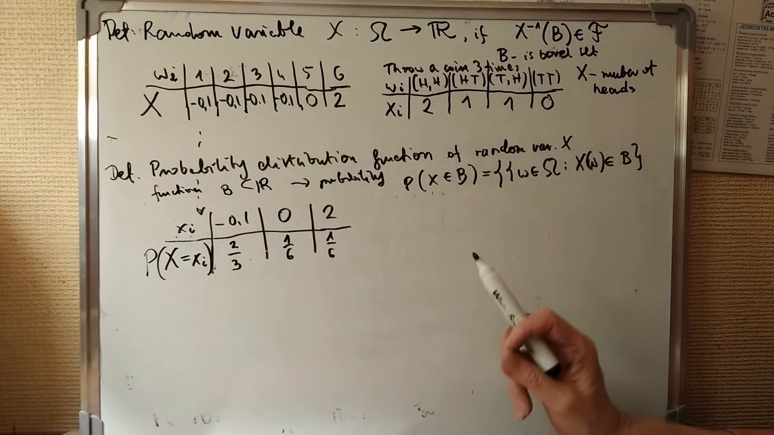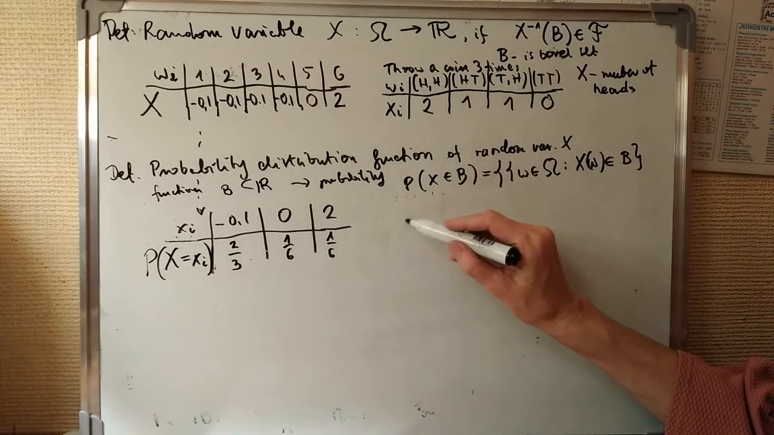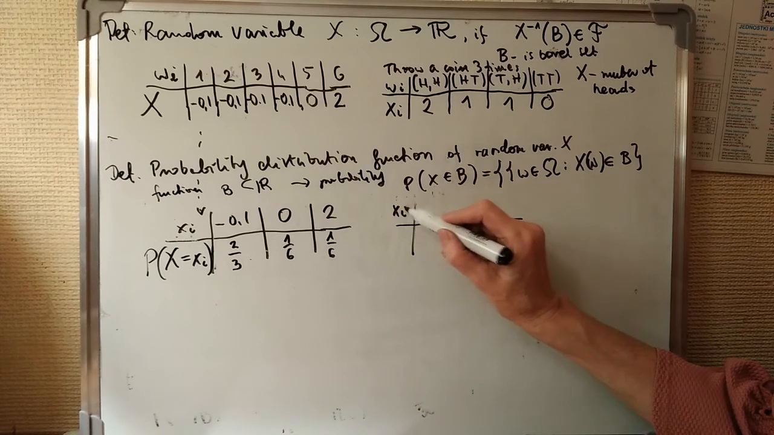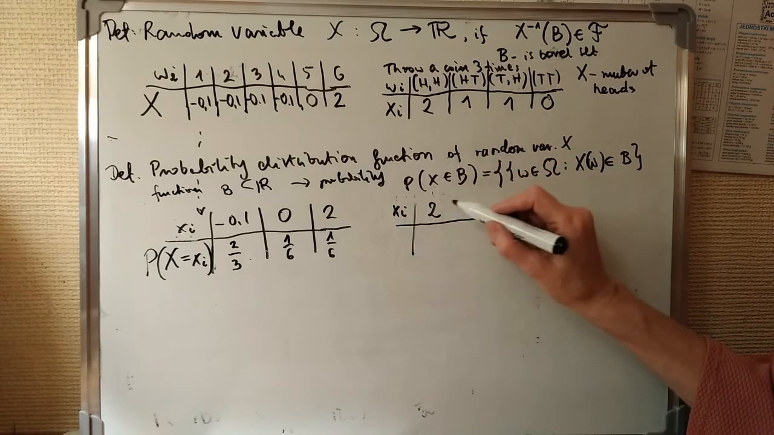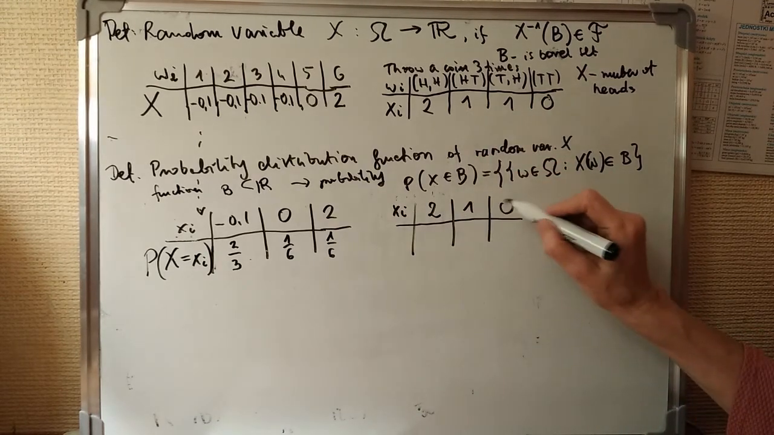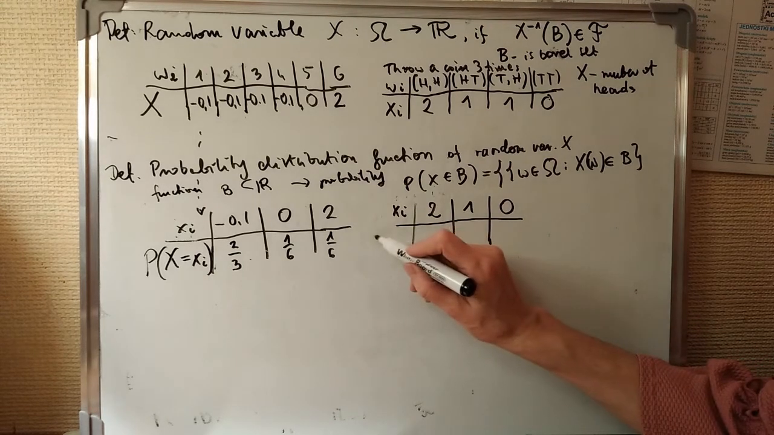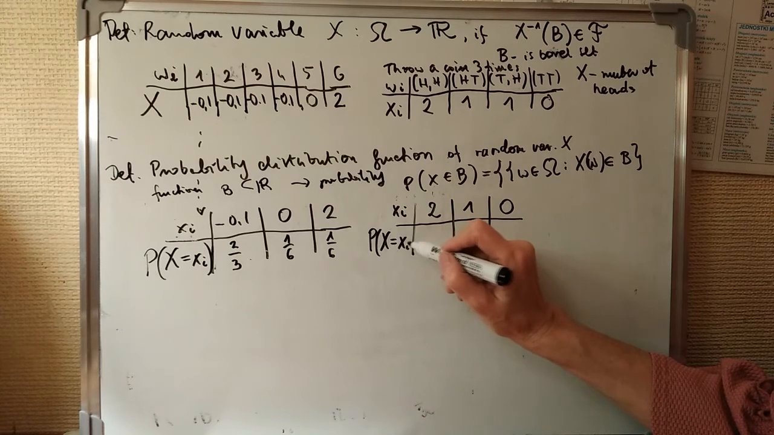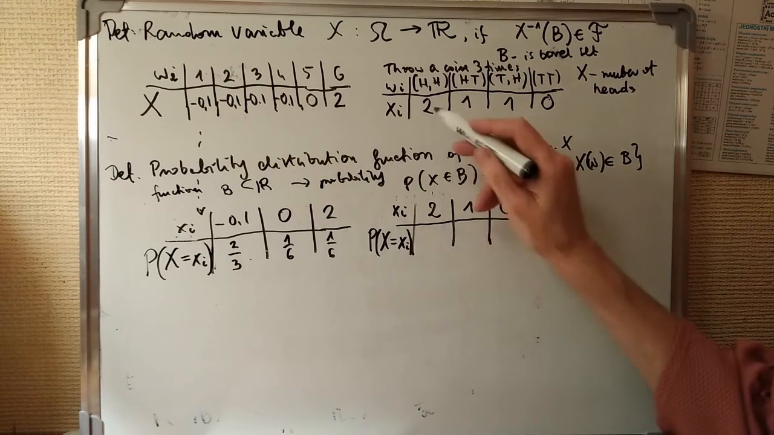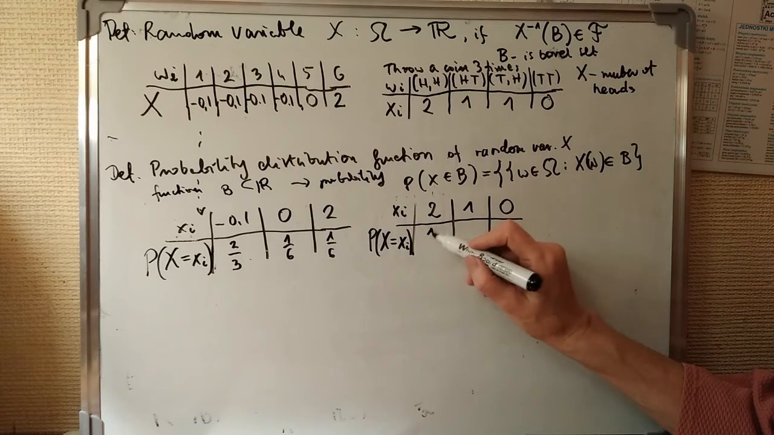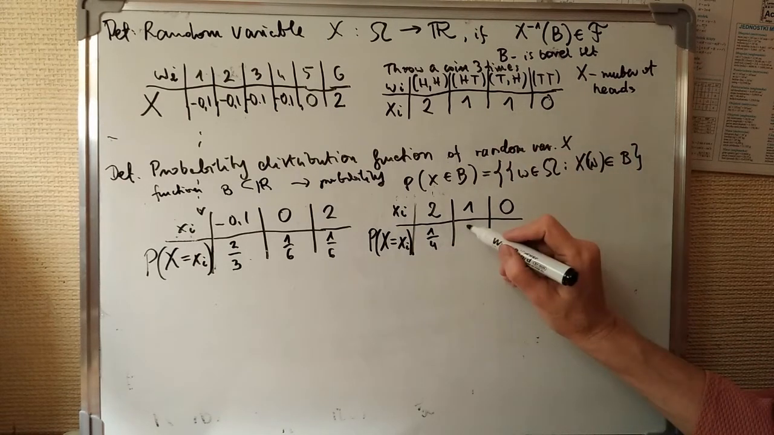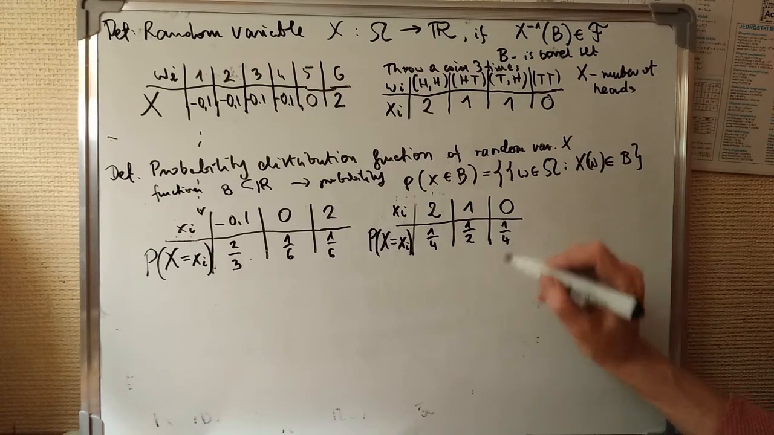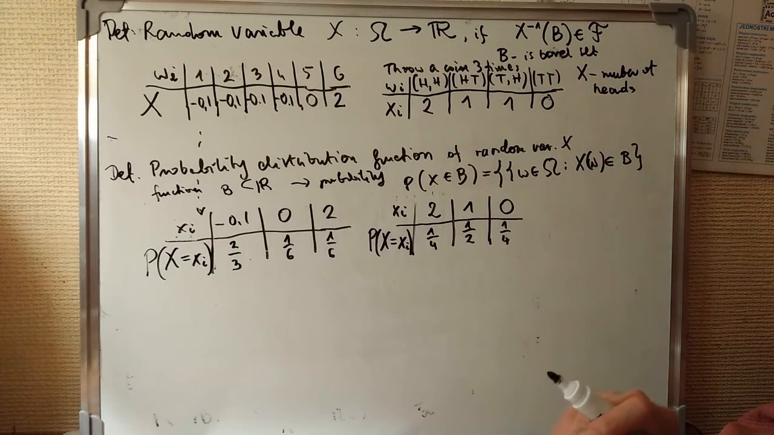Okay, let's have a look at this example. What do we have? The xi's can be 2 or 1 or 0. So what is the probability that the random variable is equal to xi? It's 1 out of 4. This is 1 out of 2, and this is 1 out of 4.